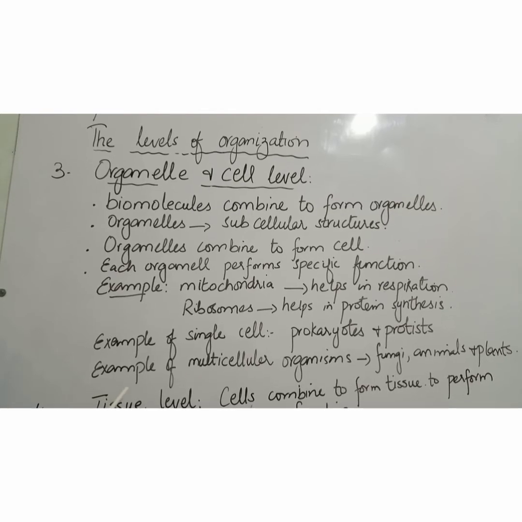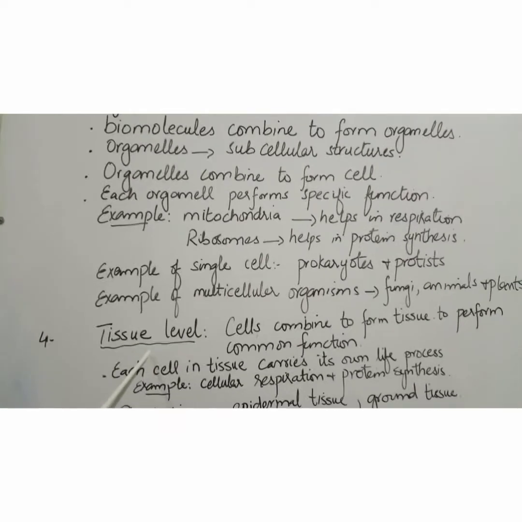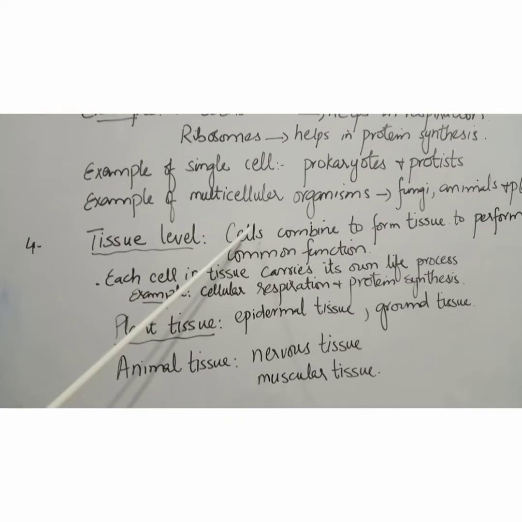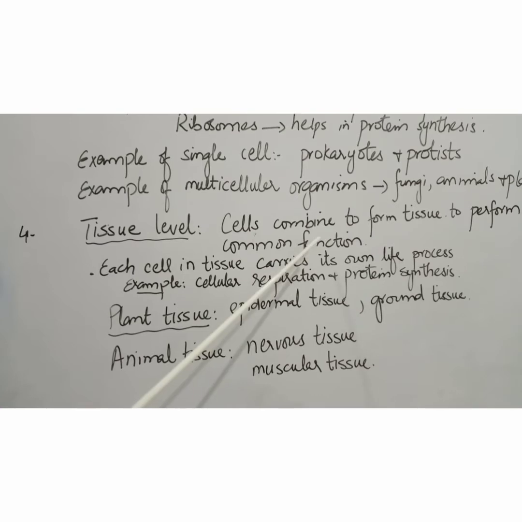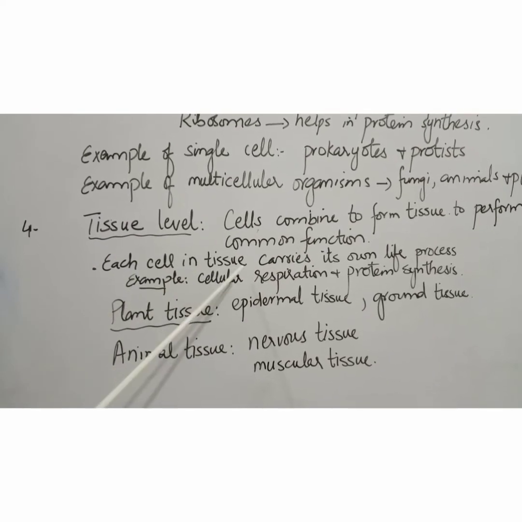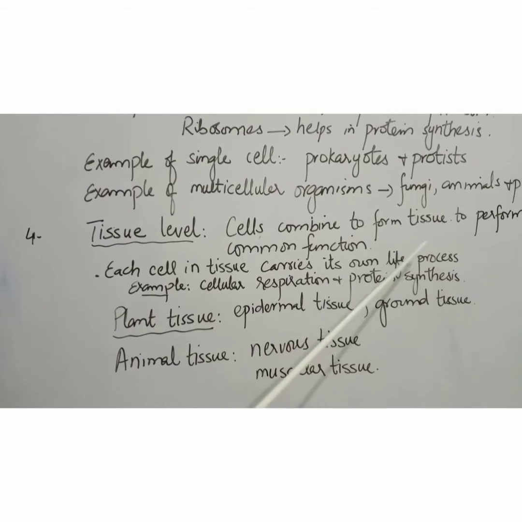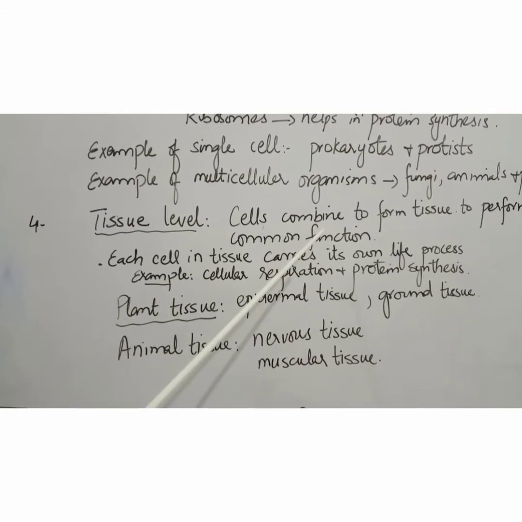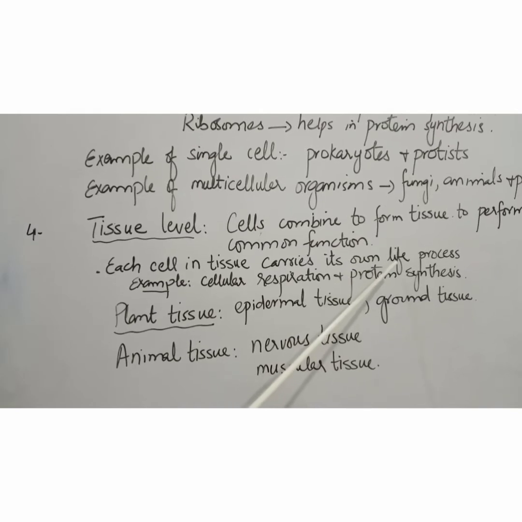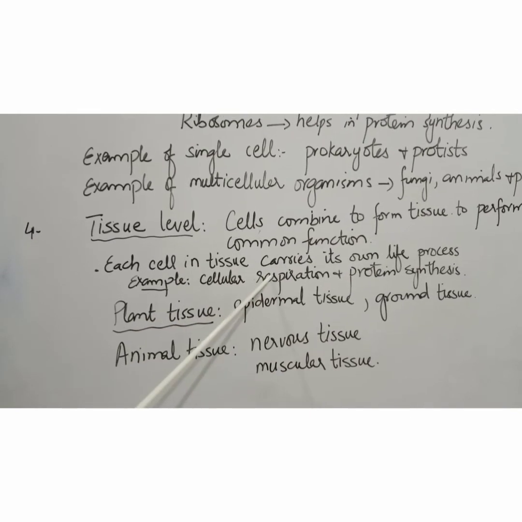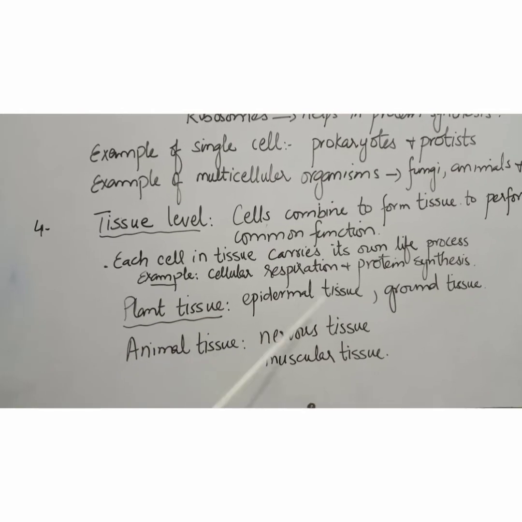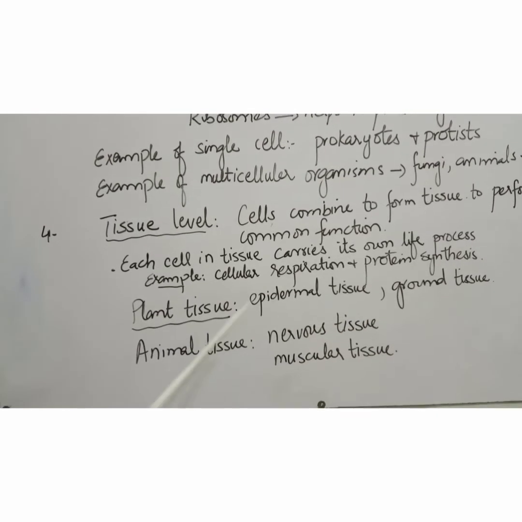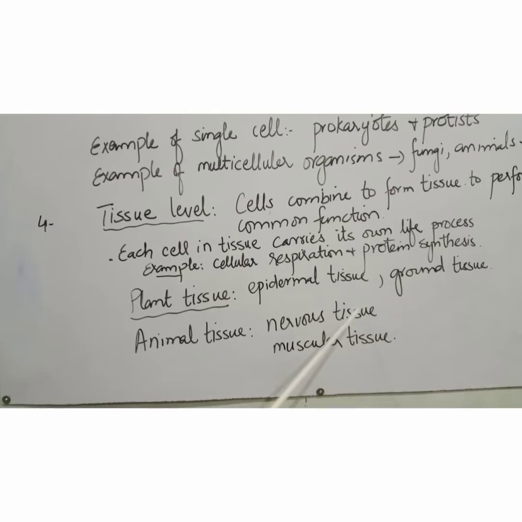Now, the fourth level of organization of living things is the tissue level. Students, the cells combine to form tissue, and they perform a common function. Each cell in a tissue carries out its own life process, meaning each cell performs its own specific function, for example cellular respiration and protein synthesis. Examples of plant tissue are epidermal tissue and ground tissue, whereas examples of animal tissues are nervous tissue and muscular tissue.